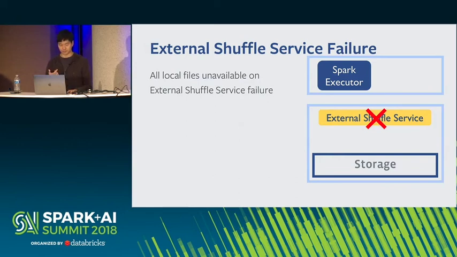Finally, the final optimization I want to talk about is what happens when external shuffle service fails. In Colo, it means that all the local files in that server are no longer available when external shuffle service is unavailable. And this makes sense for Colo because now you have no way of accessing that file.